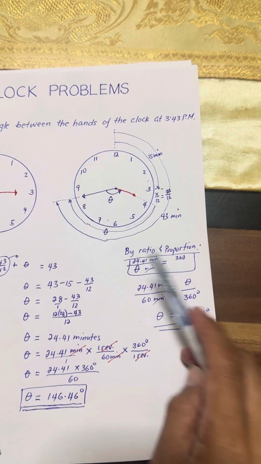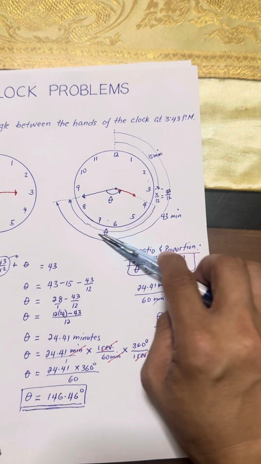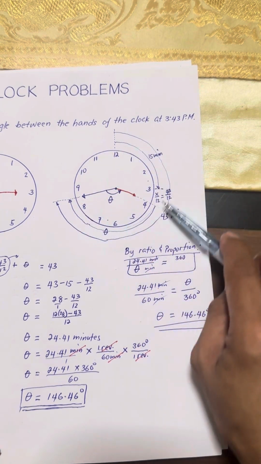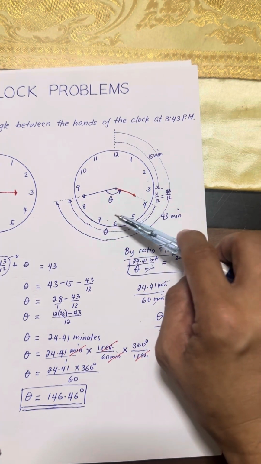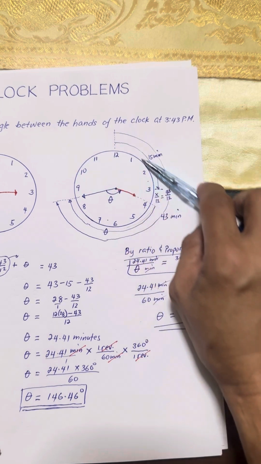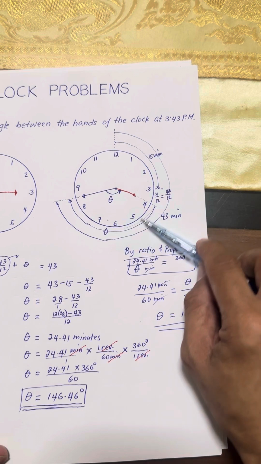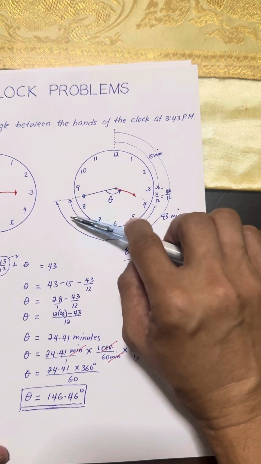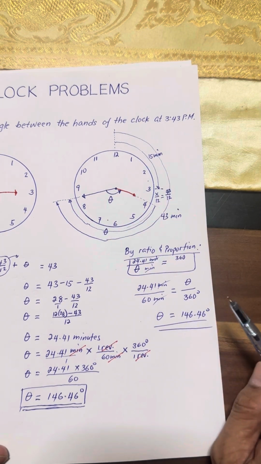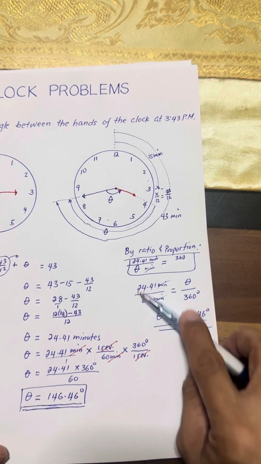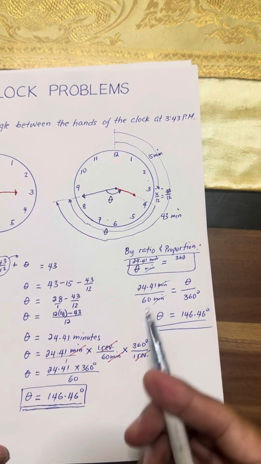So what does it mean? We have the minutes, 24.41, divided by the total minutes in one complete revolution, which is 60. This is just the portion of one complete revolution. Then in terms of angle, this angle theta is divided by one complete revolution, which is 360. So this is the ratio and proportion. Therefore, solving for theta algebraically, we get 146.46 degrees. Okay, same answer.